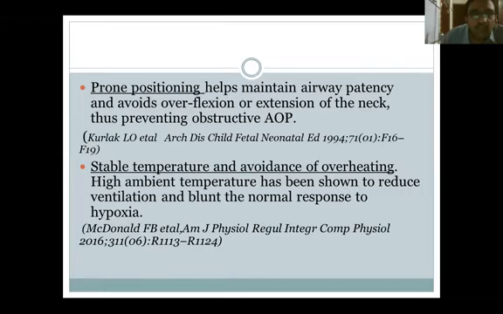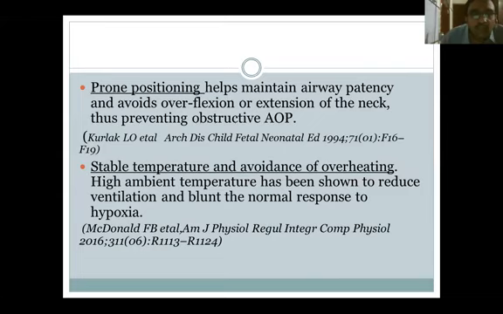How it helps in AOP is it helps to maintain the airway patency and avoids overflexion and extension of the neck, thus preventing obstructive apnea. The most important point, this has to be practiced in NICU with sisters monitoring the baby, because SIDS is very common. That's the reason, with monitoring the baby only you should have prone position.